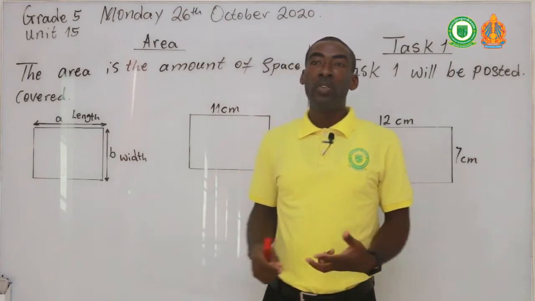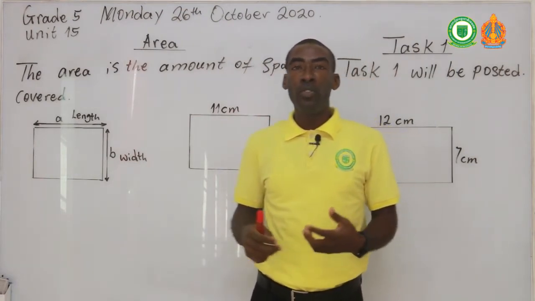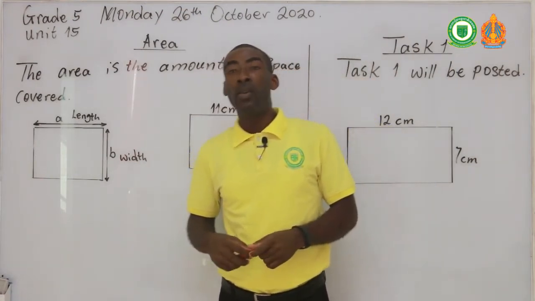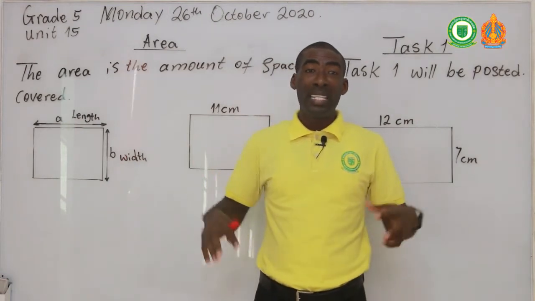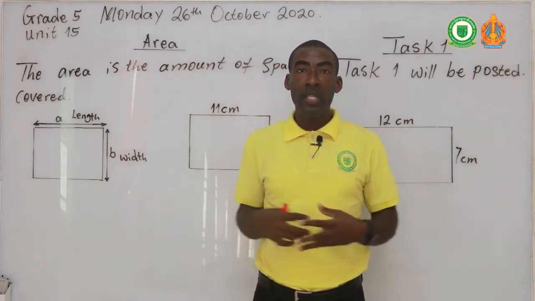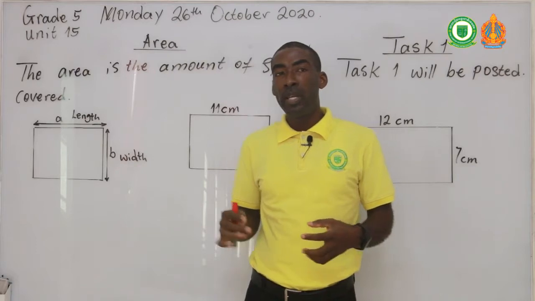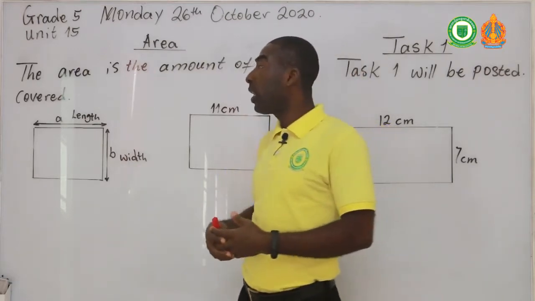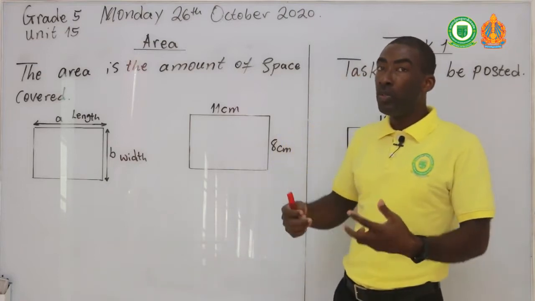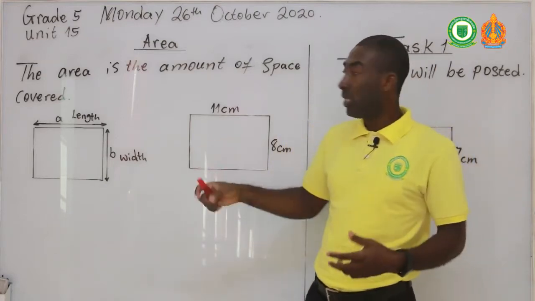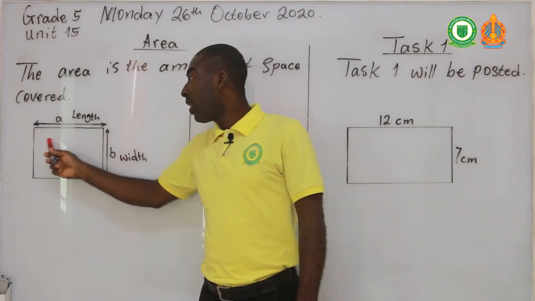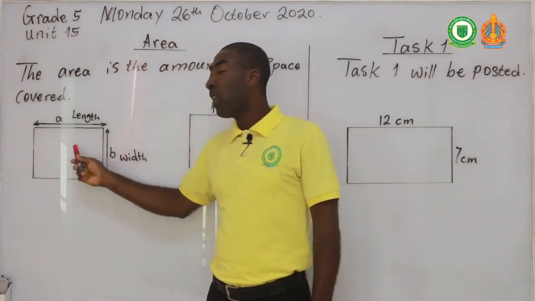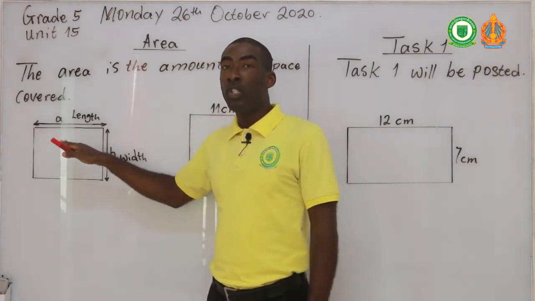That means if you are looking for the area of your room, you are looking for the amount of space that is covered in your room. If you are looking for the area of your classroom, it's the same thing. If you are looking for the area of a 2D shape, it means the space, okay? So in here is the space of this particular shape.